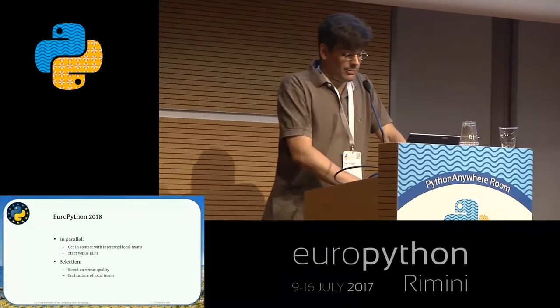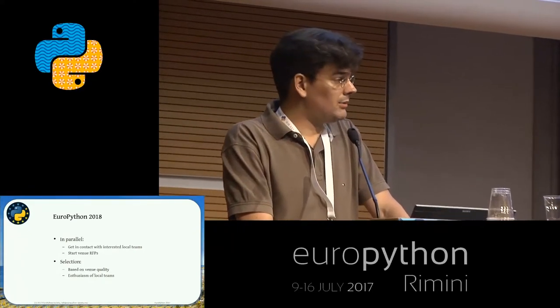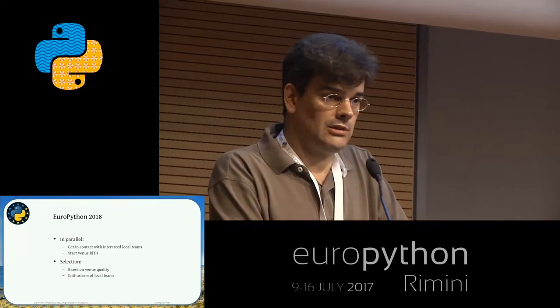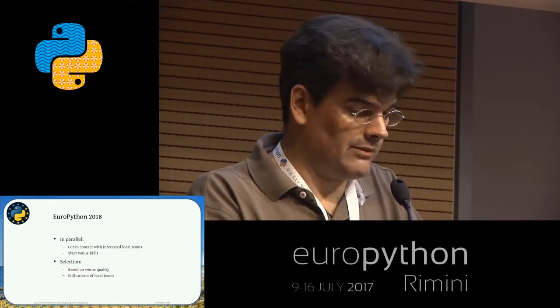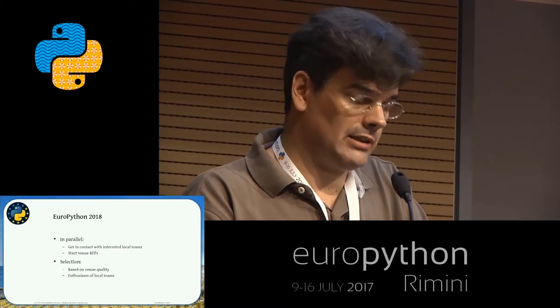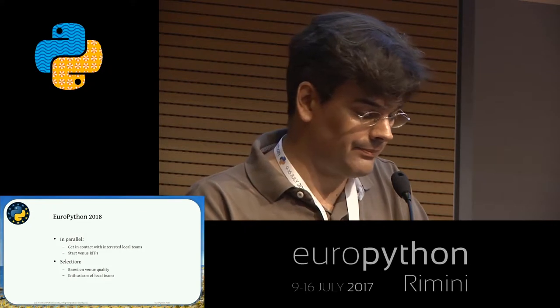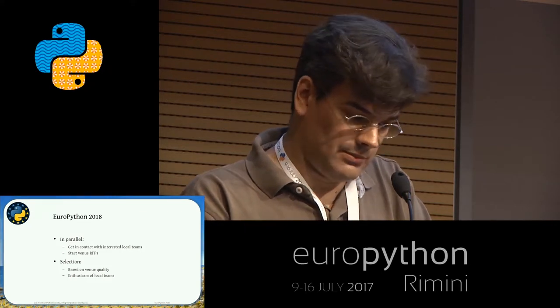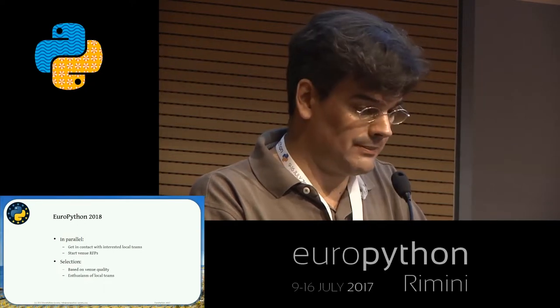And then we will probably have to decide on the venue based on the venue quality and the cost, and then talk to the local team to work everything out and to make sure that we don't override their local conference and that we don't get in the way, because we want to work together with the local team. Because the whole point of the EPS is to help the community, not to work against it, right?